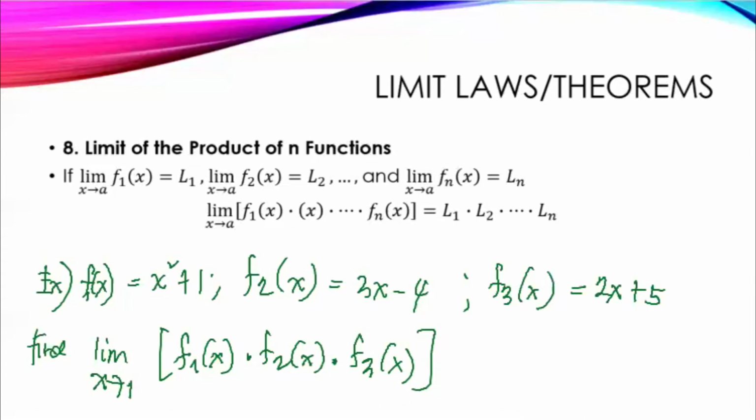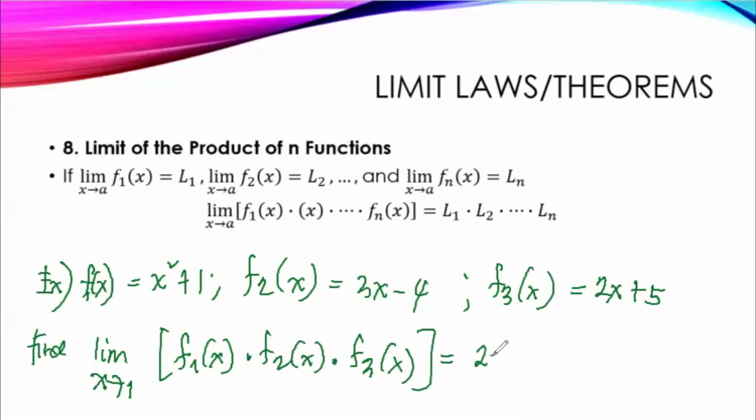Okay? How can we do this? We just simply follow the formula. Okay? What's the formula? Now, for the shortcut, since we know already the process, we can find the limit of each. What's the limit of the first function? You just simply substitute 1. So 1 squared plus 1 is 2.